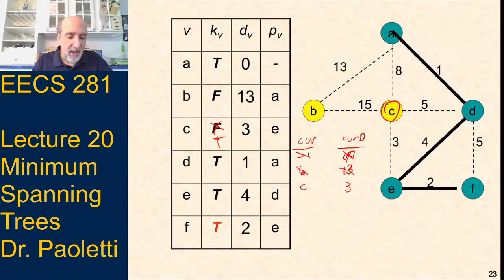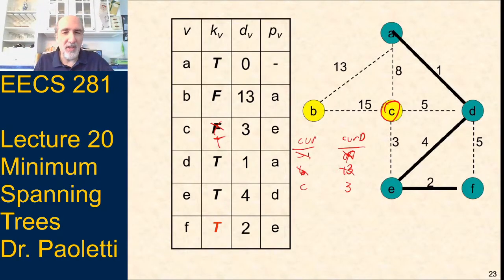Well, A is true. We can't update that. B is false. C to B, helper, what's the distance from C to B? 15. 15, that's a real number, but it's not better than what's in the table. Don't update it. C is true, D is true, E is true, F is true.